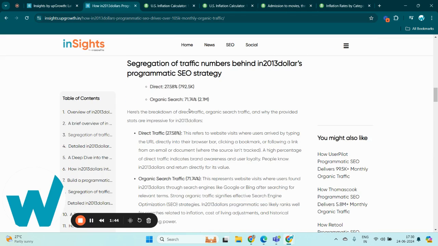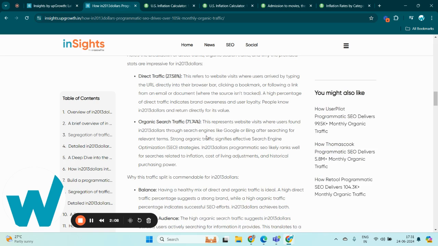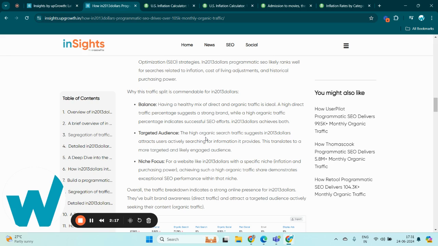Now here's a breakdown on traffic numbers behind In2013Dollars PSEO strategy. It gets 27.58% of its traffic from direct sources and a whopping 71.74% from organic search. This direct traffic percentage shows strong brand awareness and user loyalty, with people returning directly for its valuable content, and their high organic traffic indicates successful SEO, ranking well for terms related to inflation and purchasing power. This commendable balance shows In2013Dollars' effective PSEO strategy, attracting both loyal users and targeted engaged audiences searching for specific information.